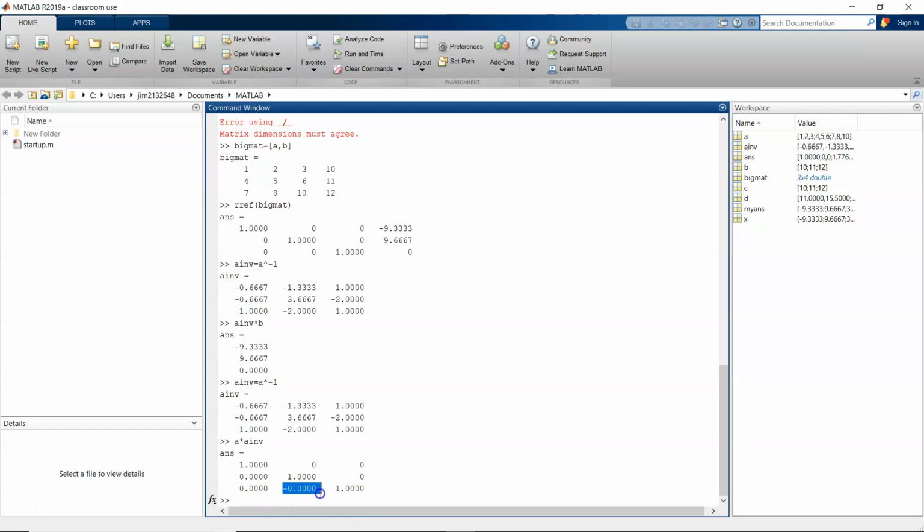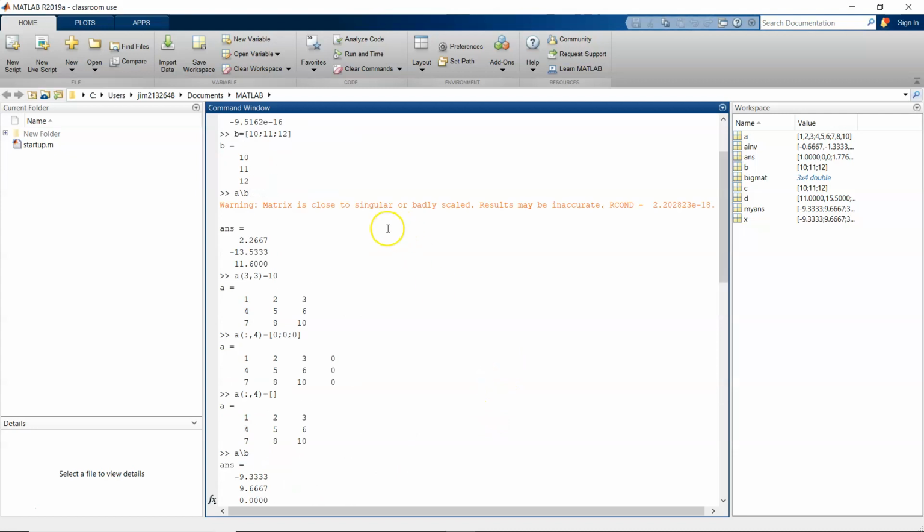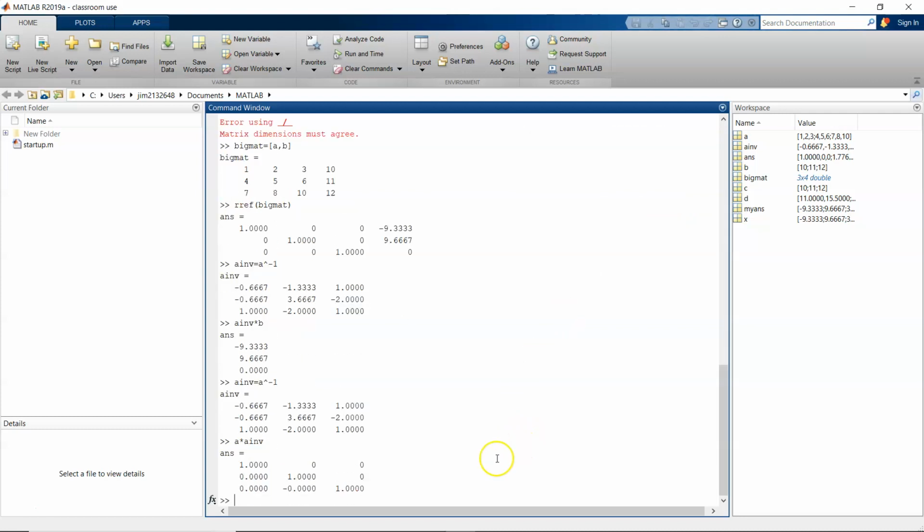Don't let this put you off too much. They're just really, really tiny numbers. They have this meaning. It's rounding errors. Okay.